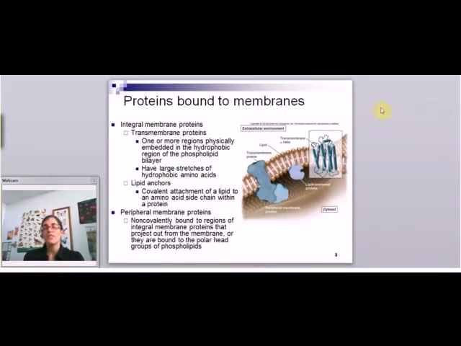Okay, so the proteins that are in the membrane are broadly classified into two categories. So we have the integral membrane proteins and the peripheral membrane proteins. And notice that the key word differences are integral and peripheral. Integral means integrated. So an integral membrane protein, like the one here, is actually embedded in some way into the membrane.